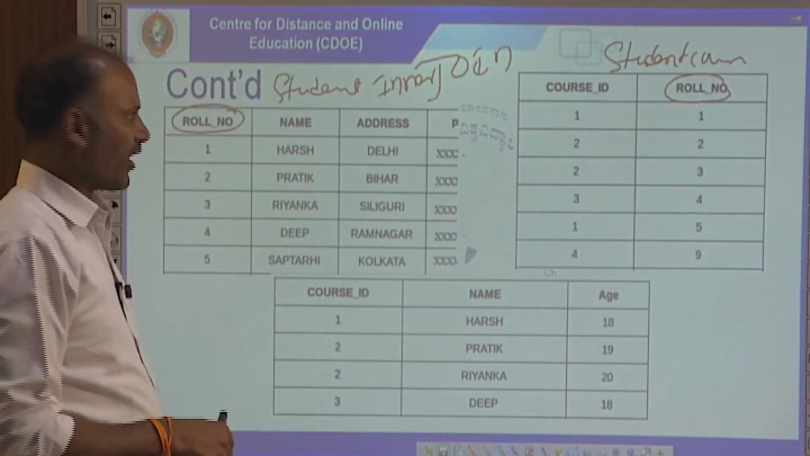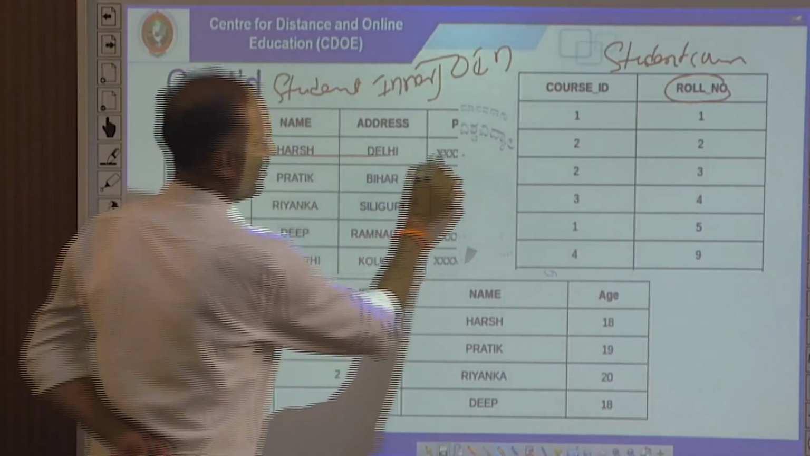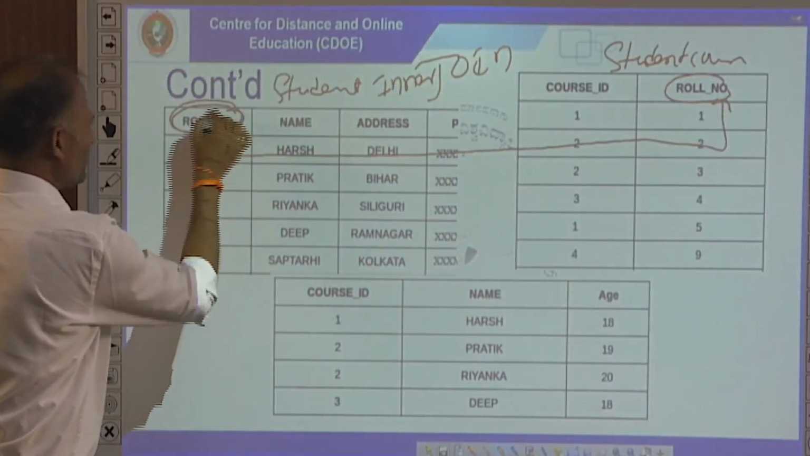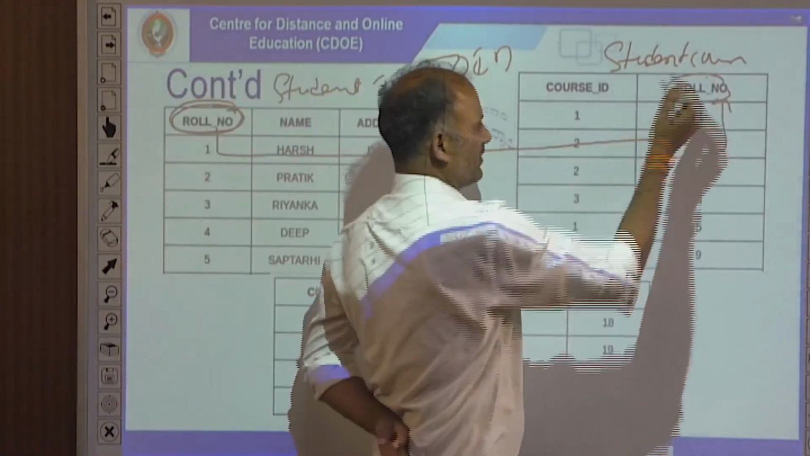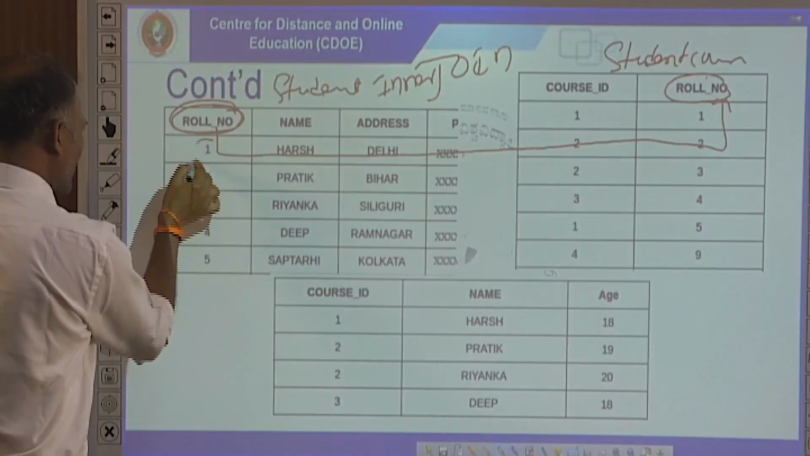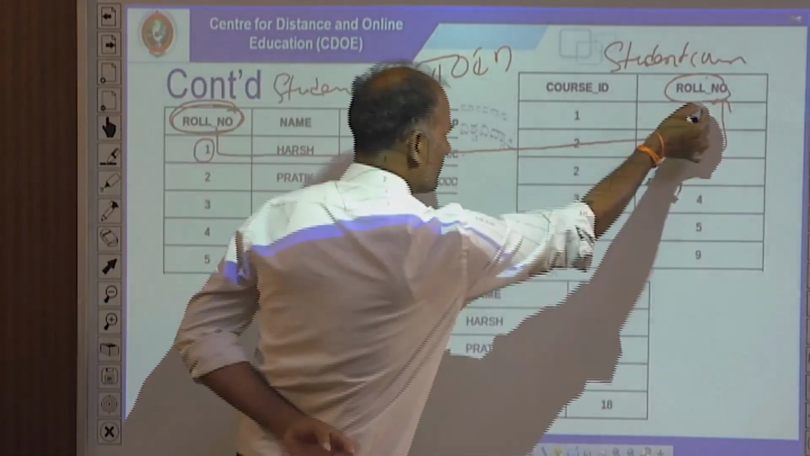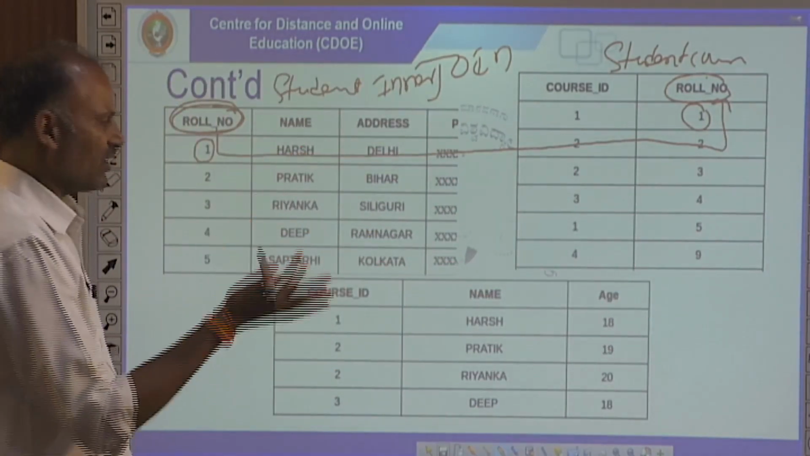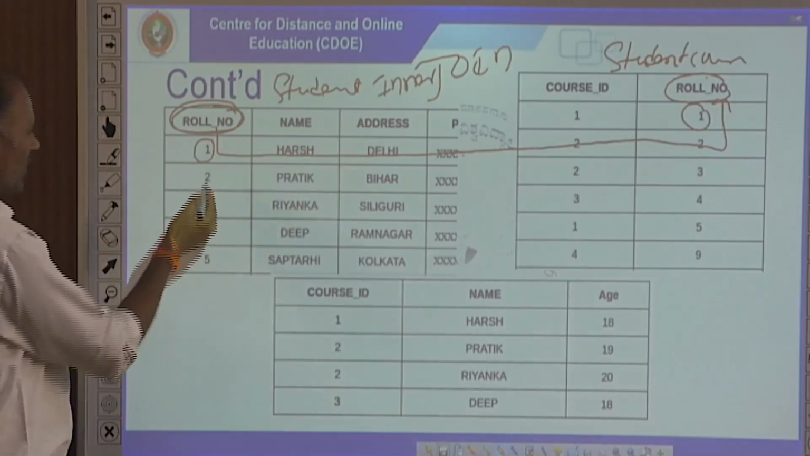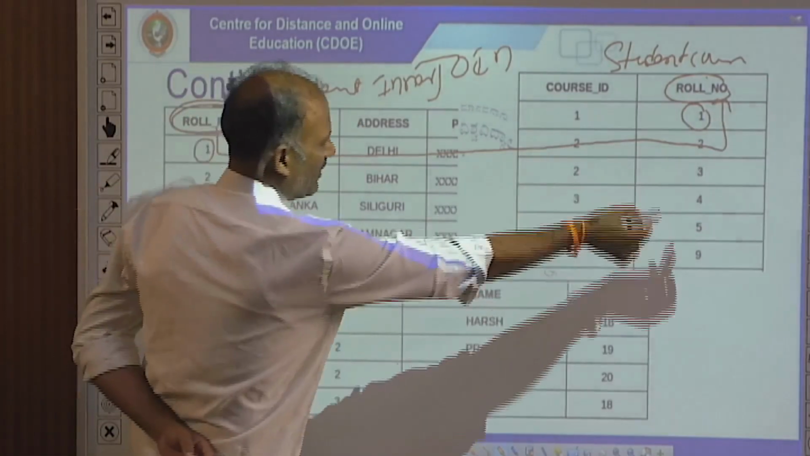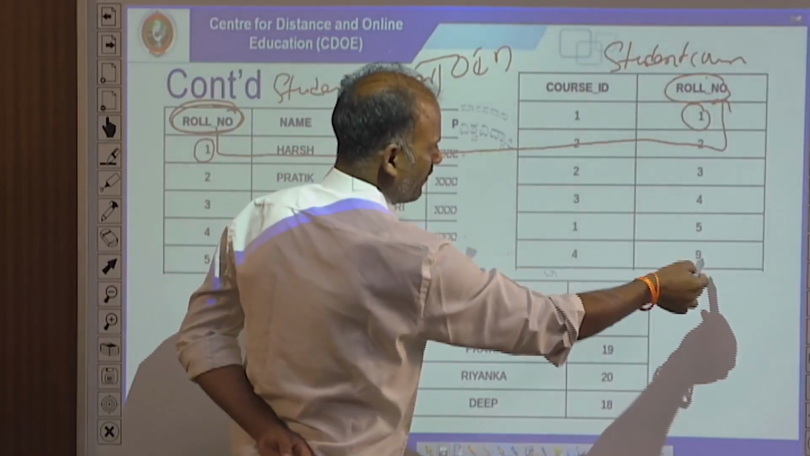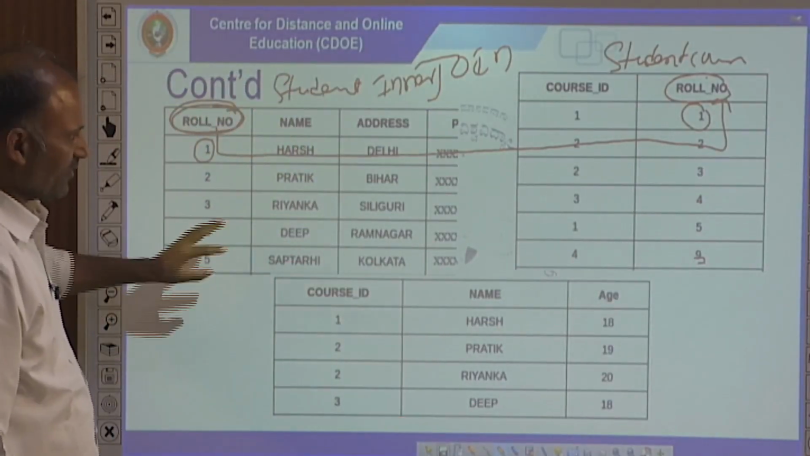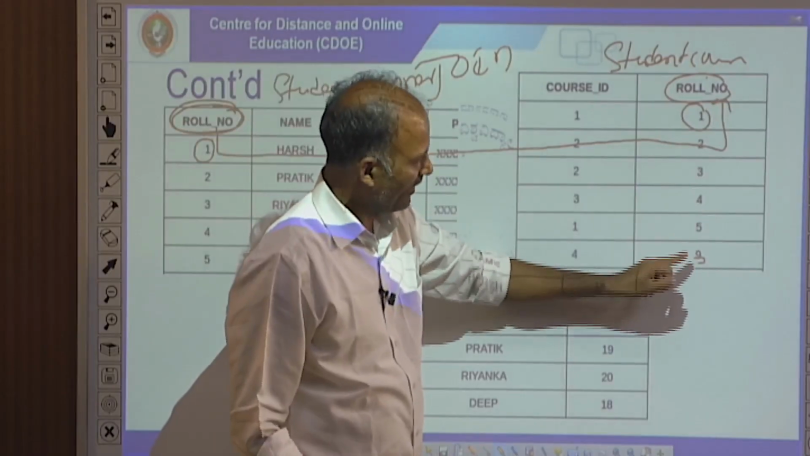On which field do you want to join? I want to join this field of this table and this one. Then compare the data of this and this, and if there exists a match, only such records are returned. Looking at this, 1, 2, 3, 4, 5 is present here, and here 1, 2, 3, 4, 5, and 9 is present.